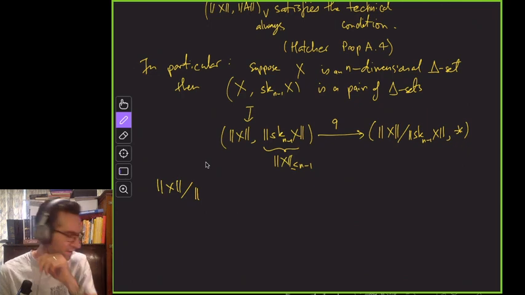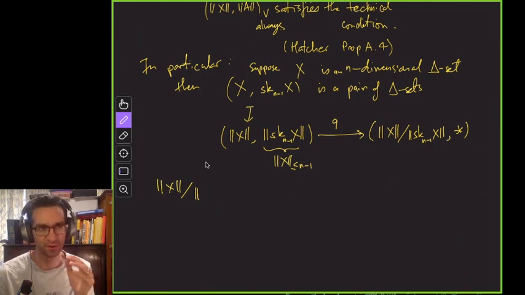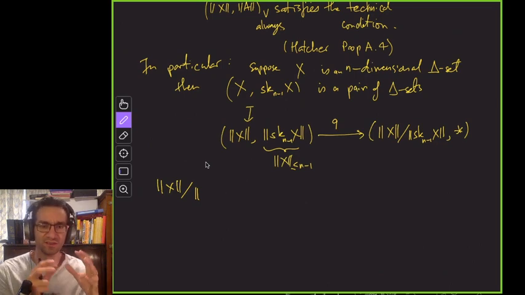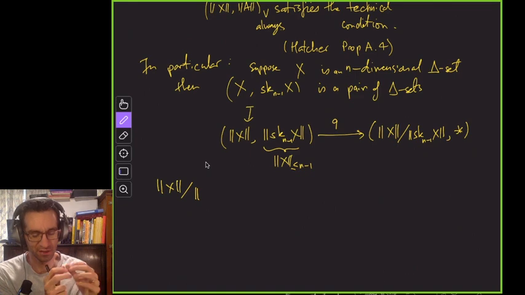Let's say n is 3. So it's built out of points, lines, triangles, and tetrahedra, all glued together. The n minus 1 skeleton is just everything up to triangles. And what we're doing is taking everything that's not a solid tetrahedron and collapsing it to a point. And so in particular, the boundary of every tetrahedron is collapsed to a point.